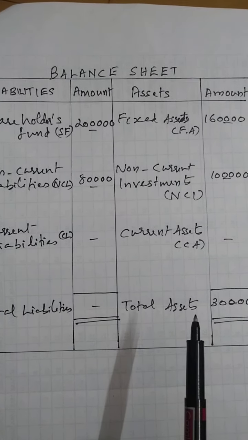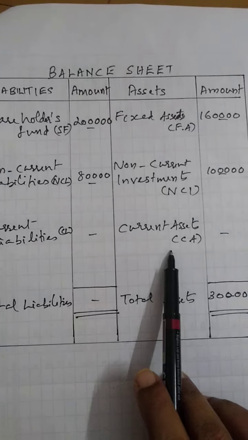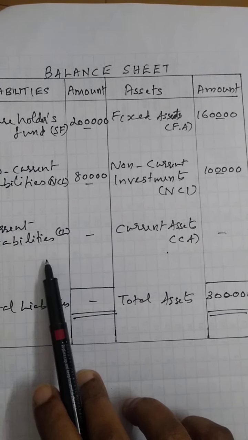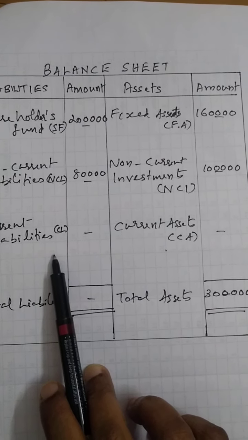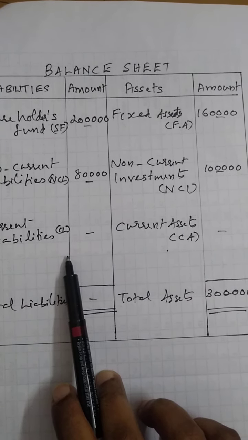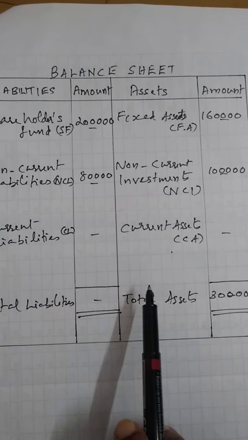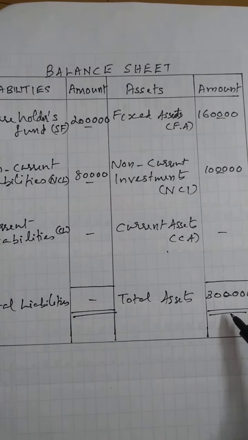And we all know that the formula for current ratio is current assets divided by current liability. That is a ratio. Formula for the ratio is current assets divided by current liability. But both these items are missing. So when we substitute these amounts, we should get the missing figures from this balance sheet.